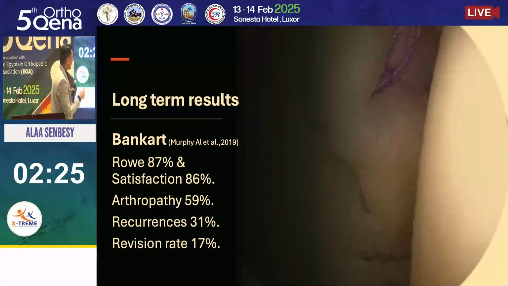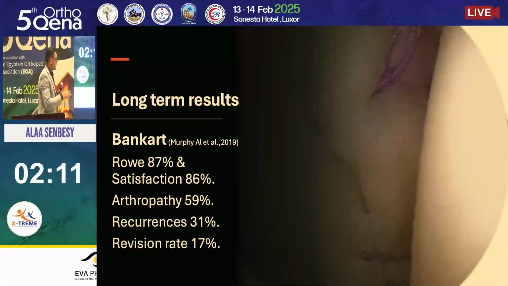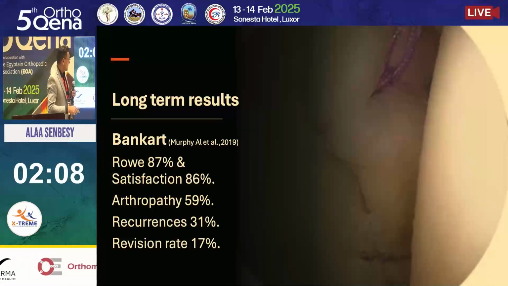In 2019, there was a nice systematic review from Merve, from the Dublin Shoulder Group. It's 9 studies with 822 patients. It assessed the long-term result of Bankart: functional score, Rowe score 87, satisfaction score 86, with arthropathy 60%, recurrence more than 30%, and revision rate 17.